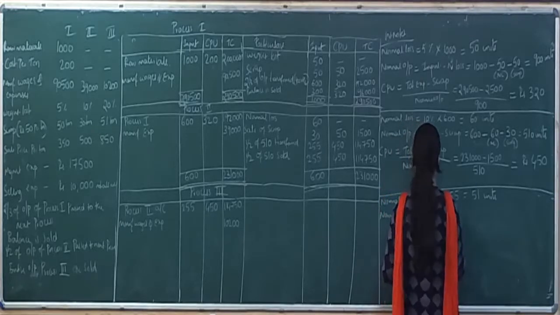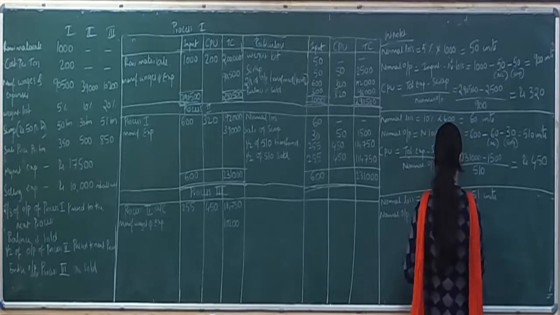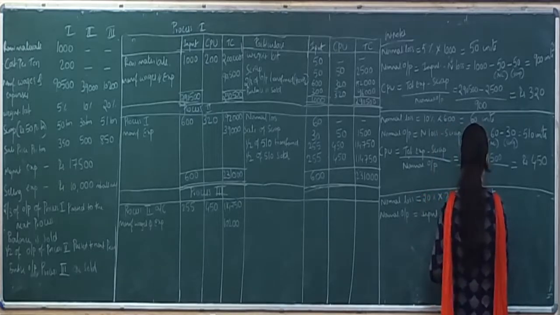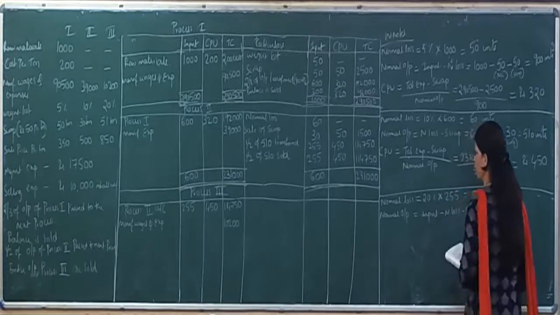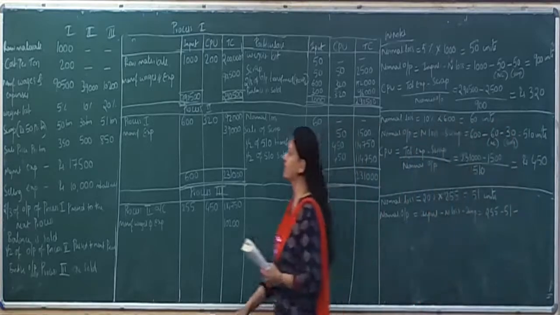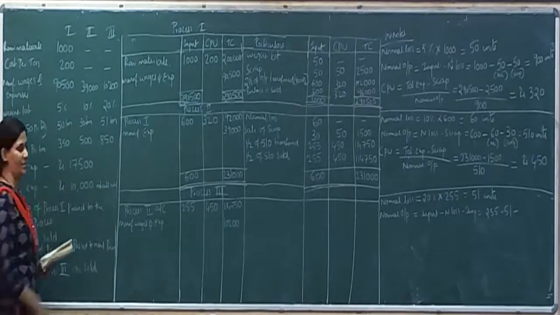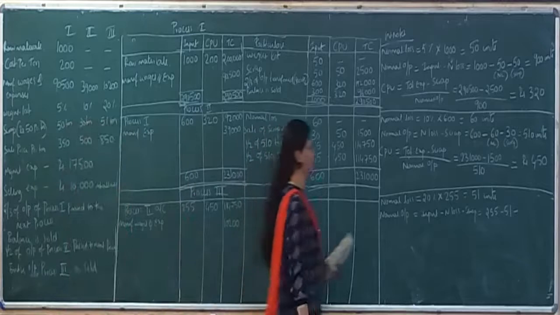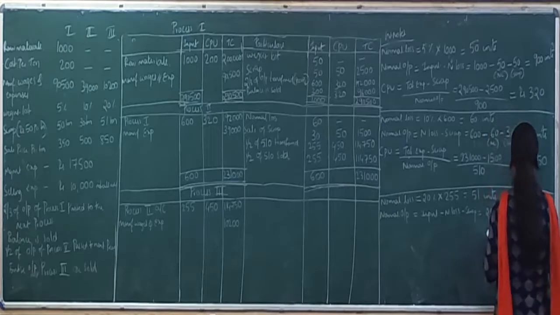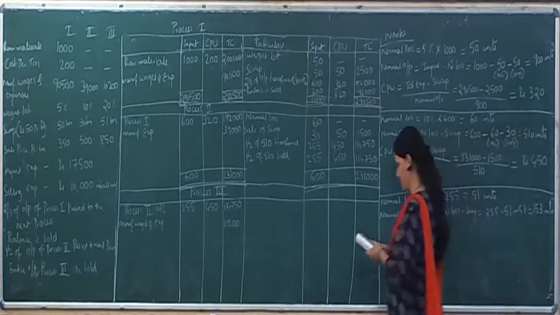Input minus normal loss minus scrap. Input is 255 minus normal loss. Okay, we have found out that is 51. Next we need to find out what is the scrap value. Okay, it's 51 times rupees 50 per ton. So 51 ton is the scrap. So minus 51. Normal loss is 153 units.